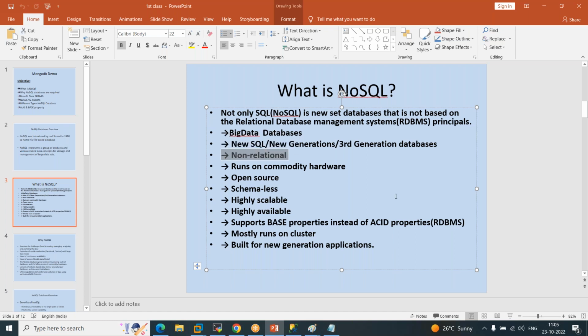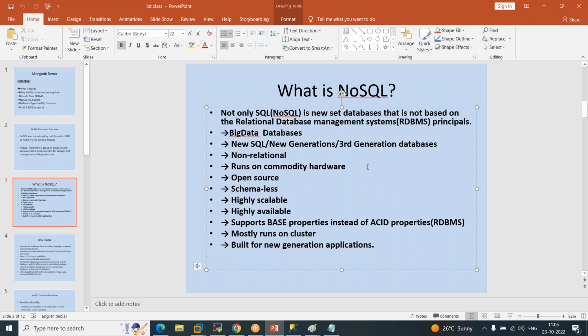Non-relational, there is no relation. You cannot join two collections to get the data, like two tables in RDBMS systems. You cannot join it here, but you can join in a different way. What are those? We're going to see that in CRUD operations. Four classes I'm going to take, where I'm going to define what exactly non-relational is and how you can write JSON scripting. It is so simple, anybody can follow.